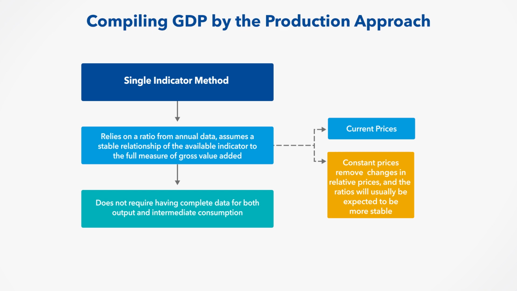constant prices. Possible changes in the short-term relationships between output and intermediate consumption are a concern for GDP compiled by the production approach, but not for GDP compiled by the expenditure approach.